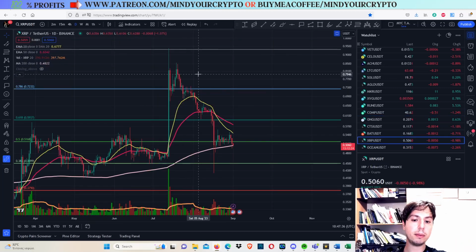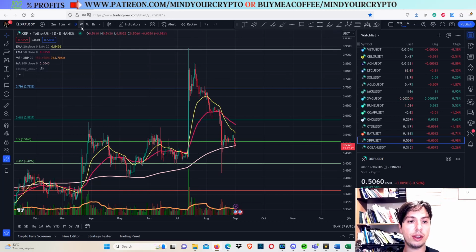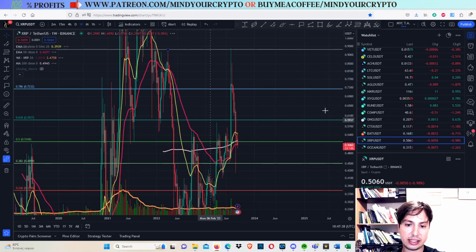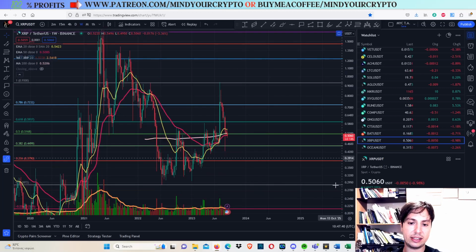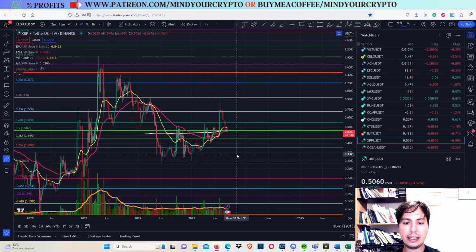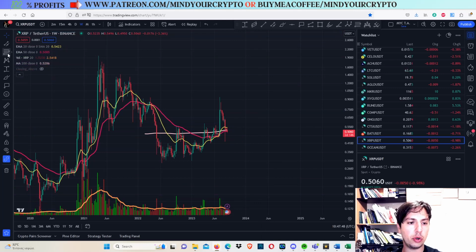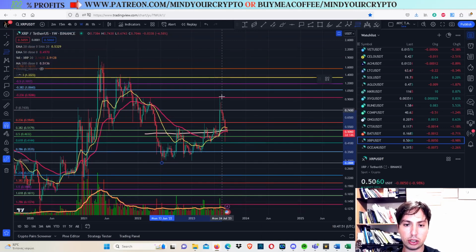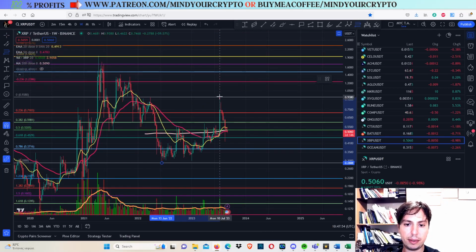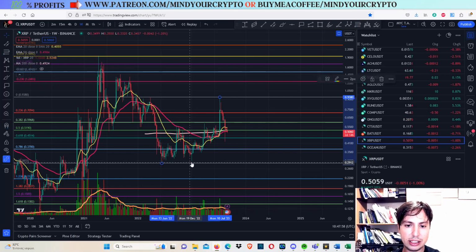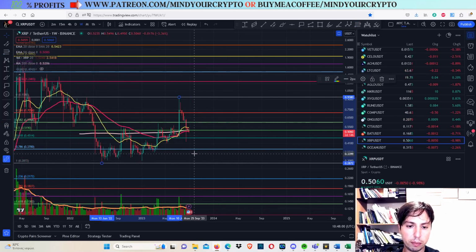So XRP, what are we going to do with it? What are the chances of going higher? The chances of going higher right here are slightly not good, not in our favor, right? I think that the most important thing to know about XRP is that right here, for example, we have the Fibonacci drawn from the bottom to the top.